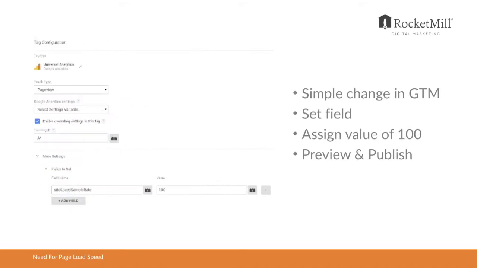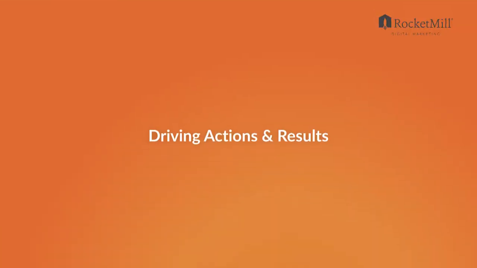In terms of Google Tag Manager, it's even easier, and that's something you can control yourself without needing a developer to help you. So in Google Tag Manager, you just need to go to your page tag, and then when you go into there, you just go down to more settings, set the field of site speed sample rate, set it to the value of 100, save it, do your usual quality checks, preview, publish, and then you're all done, all set, all ready to go.